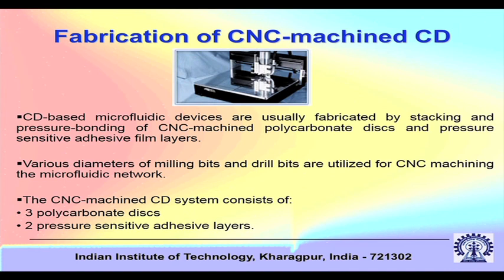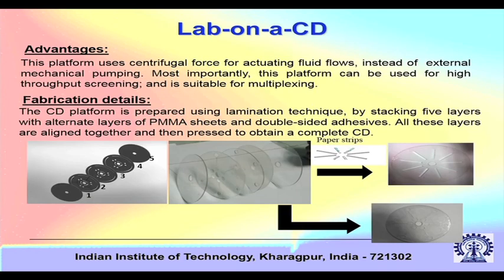These are usually fabricated by stacking and pressure bonding of CNC machined polycarbonate discs, and various diameters of milling bits and drill bits are utilized for CNC machining of the microfluidic network. So the CNC machined CD system is typically a 5 layered structure with 3 polycarbonate discs and 2 pressure sensitive adhesive layers. These are the 5 layers, and I have shown you in the last class how these layers are made and how they are bonded together.